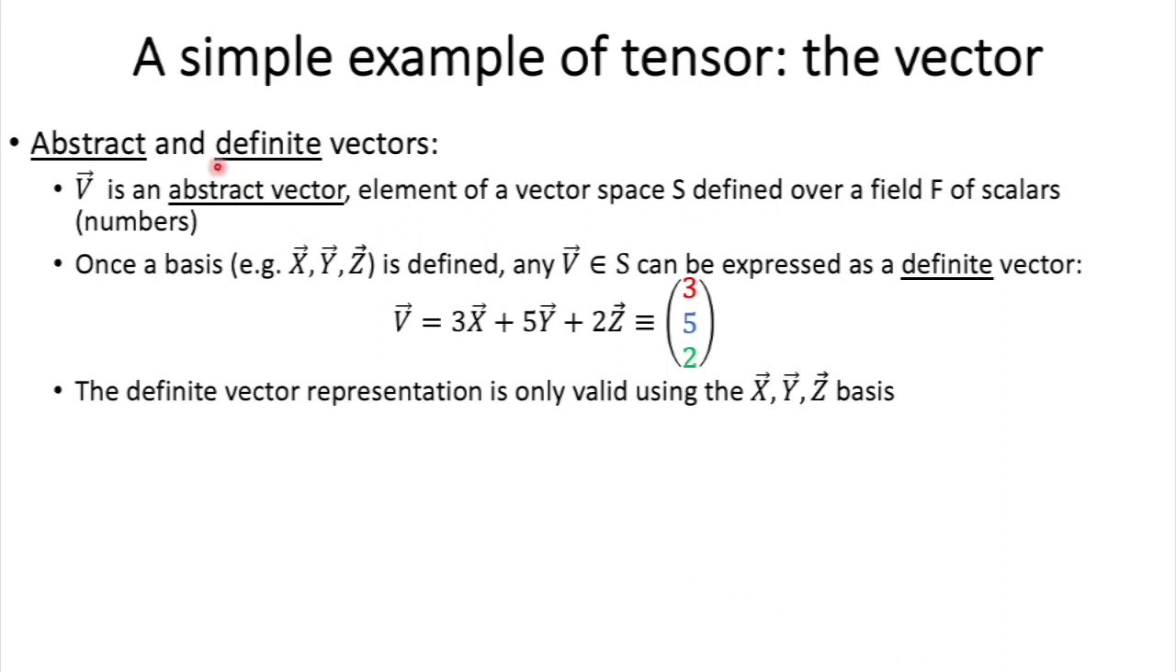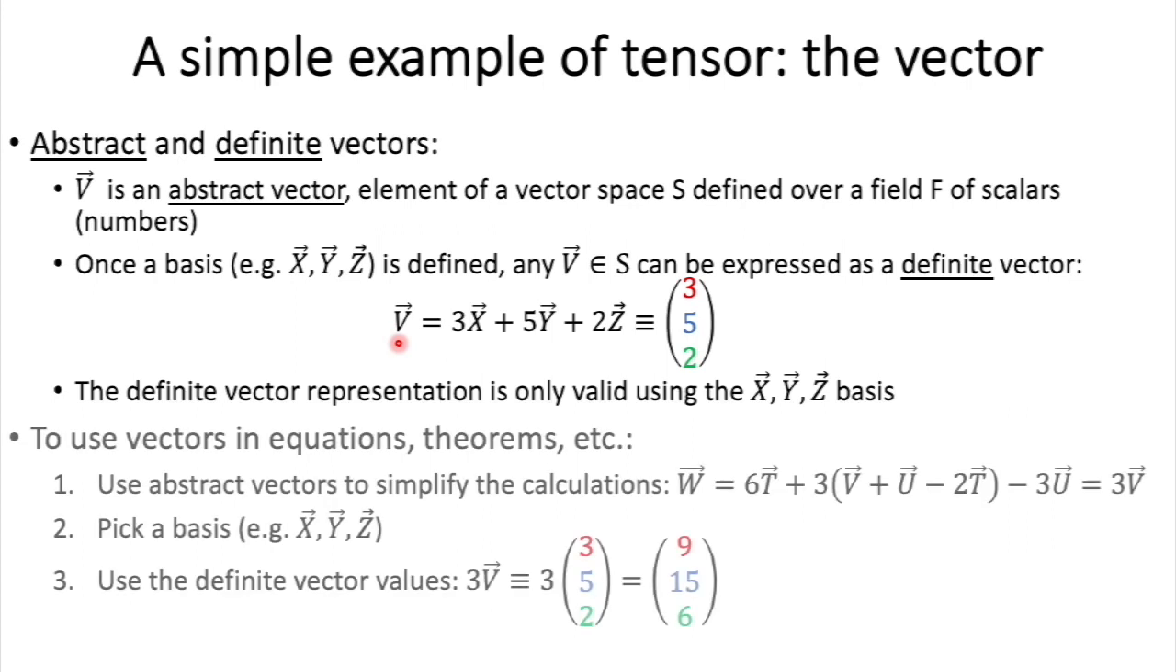But in the case of an abstract vector, it's just an element of a vector space defined over a field F of scalars. And only once you have defined a basis can it become a definite vector with some values here, and then you can write it this way. The definite vector representation here, again, is only valid for that particular basis, okay? And if you change the basis, of course, the definite vector representation will change, although it represents the same object.